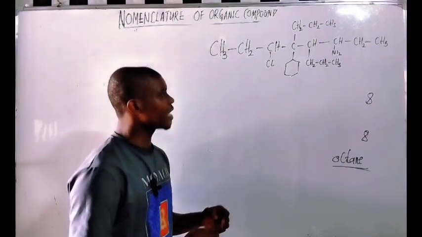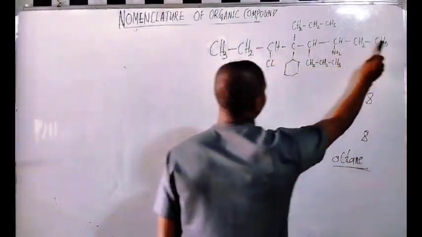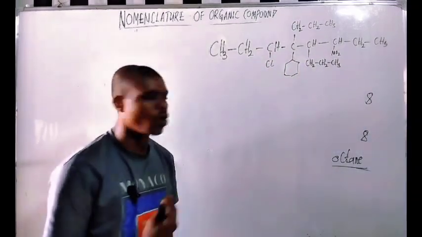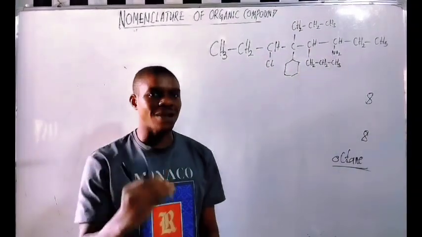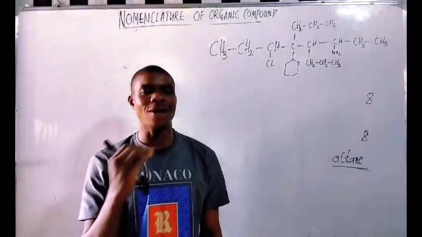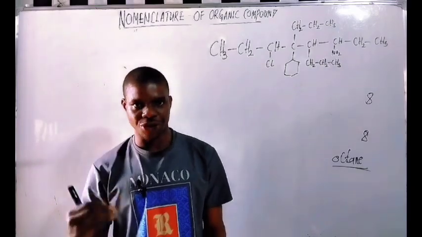Now, in this case, from here to here we have 8, and from here to here we have 8. Both of them are octane. But both of them cannot be the parent chain at the same time. One must be the parent chain, while the other will become what? The side chain. Do you understand?